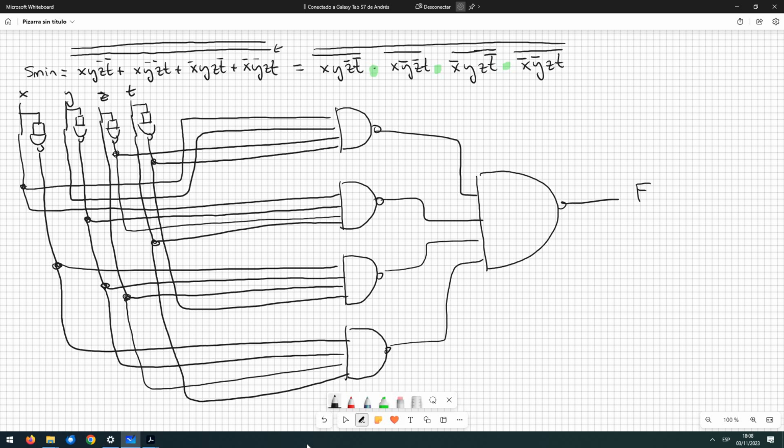But we have to use 2 input NAND gates. How can we build a 4 input NAND gate using 2 input NAND gates? We are going to see an example. If we have this, a 4 input NAND gate, and the output is the NAND operation. So we are going to use the following.